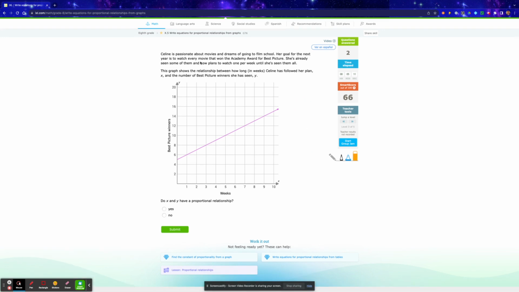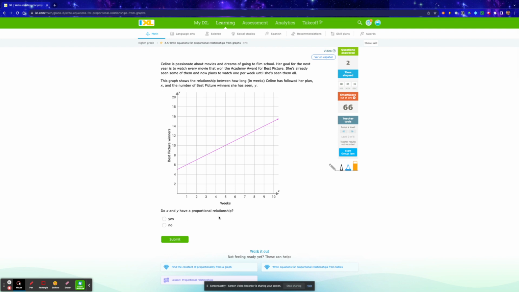Celine is passionate about movies and dreams of going to film school. Her goal for the next year is to watch every movie that won an Academy Award for Best Picture. She already has seen some of them and now plans to watch one more per week. The graph shows the relationship, how long in weeks Celine has followed her plan, X, and the number of best picture winners she has seen, Y. Do X and Y have a proportional relationship?